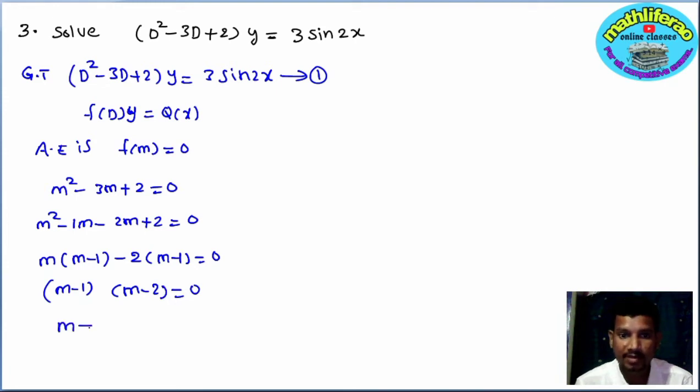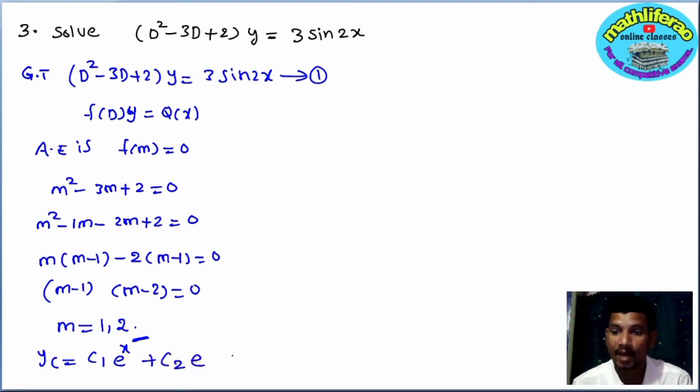Now the roots of the equation are m equal to 1 and 2. M minus 1 equal to 0, m equal to 1. M minus 2 equal to 0, m equal to 2. These are the roots of the equation. So here the roots are real and different. For real and different roots, the complementary function yc equals c1 into e power m1x, where m1 is 1, so e power x, plus c2 into e power m2x, where m2 is 2, so e power 2x. This is the complementary function.